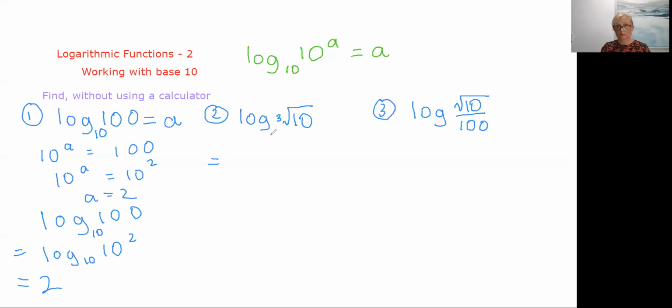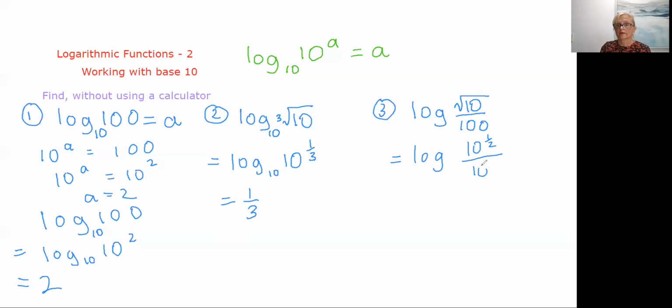Again, there's no base written, so we're going to assume it is base 10. We can write that in if we want to, just to remind ourselves, that's perfectly okay. Cube root of 10 means 10 to the what? Means 10 to the 1/3. And again, nice and easy. What we're really saying here is, what do I raise 10 to give me 10 to the 1/3? Well, clearly the answer is 1/3. Last one for this particular slide anyway. Square root of 10 is 10 to the half.